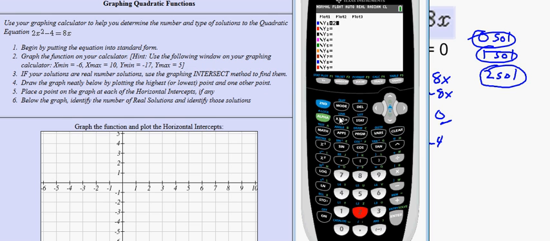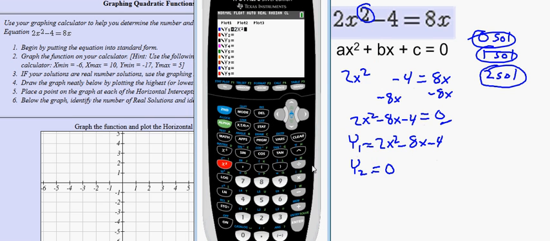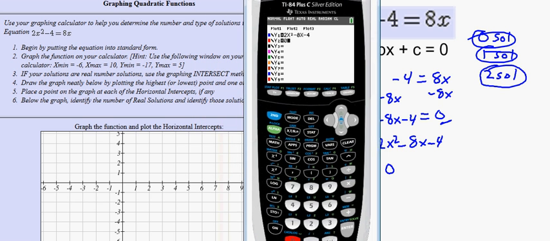So it's 2 x, the squared key is here. Then remember we subtracted the 8x over, right there. So we're now going to type in subtract 8x and then subtract 4. Don't forget, as a second equation, you need to type in y equals 0. Otherwise, there's no intersection, and it wouldn't make any sense to use the intersect feature.